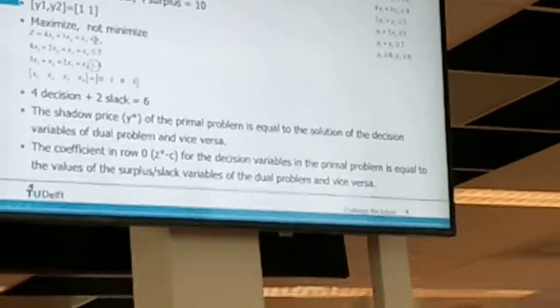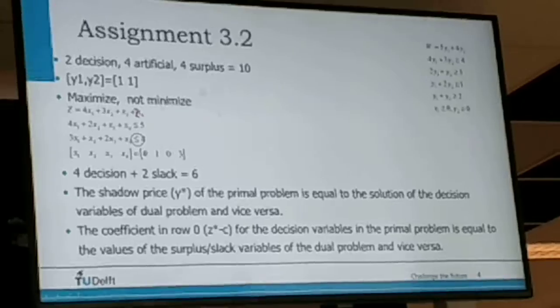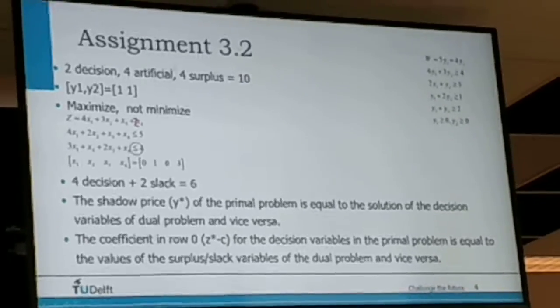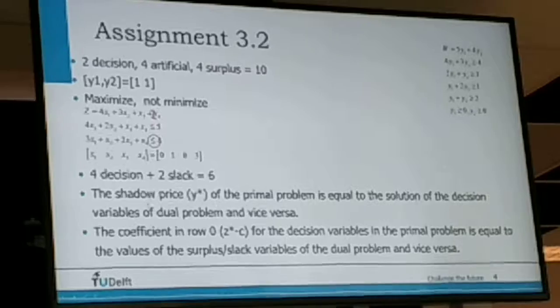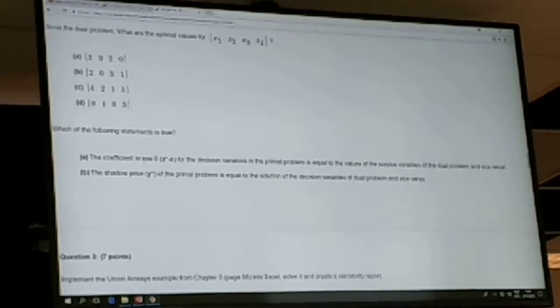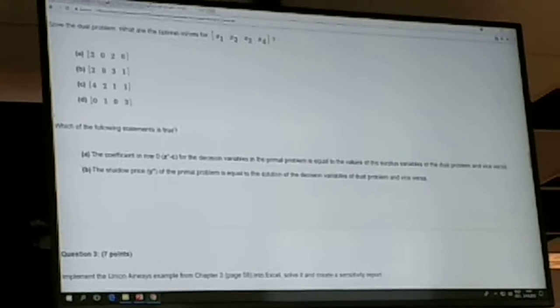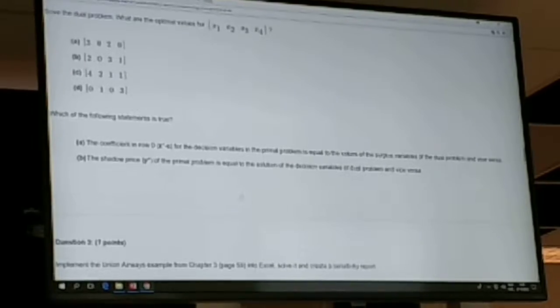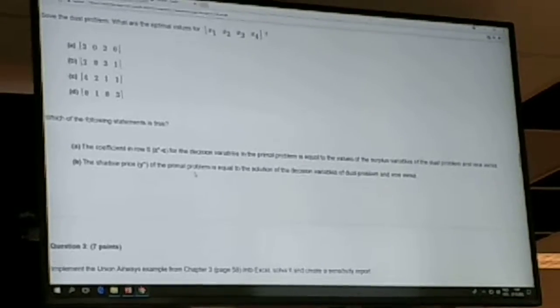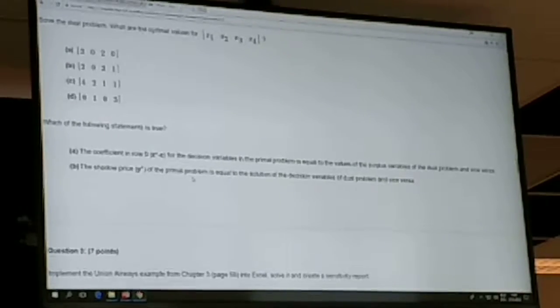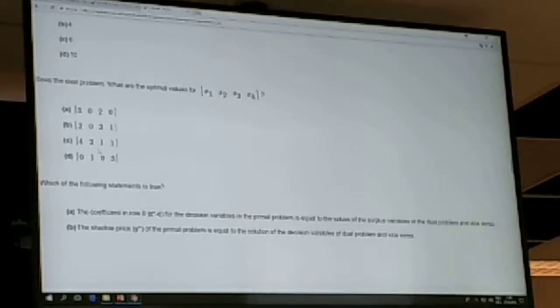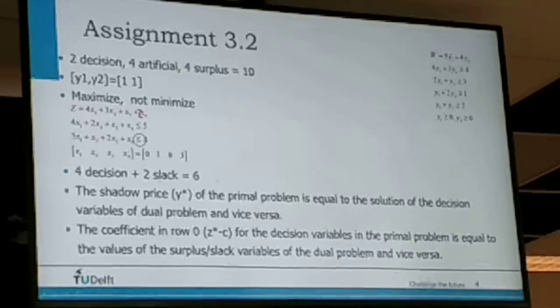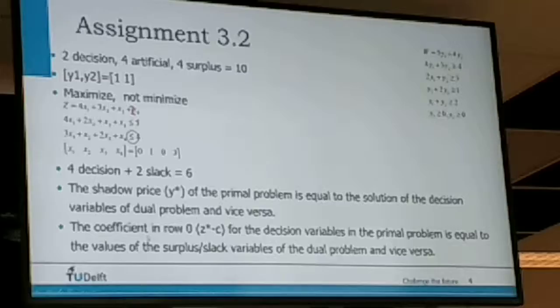Well, what are then the optimum values? I think I've given them. So for the optimum values, we can simply look at the reduced cost of the first problem. And if you look at the statements, then actually they're both true. If we look at row 0 for the decision variable, then the primal is equal to the values of the surplus in the dual and vice versa, and also the shadow price for the primal problem is equal to the solution of the decision variable for the dual problem. So this is one of the basic rules we can use to analyze it. I'll make sure this is also corrected in the question. So it's a good catch.